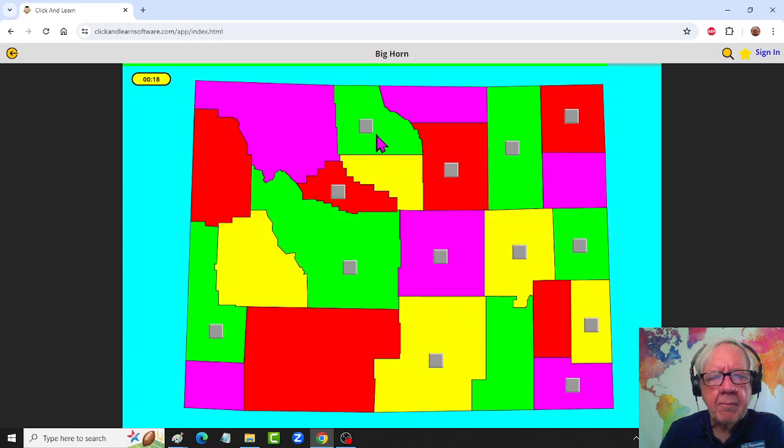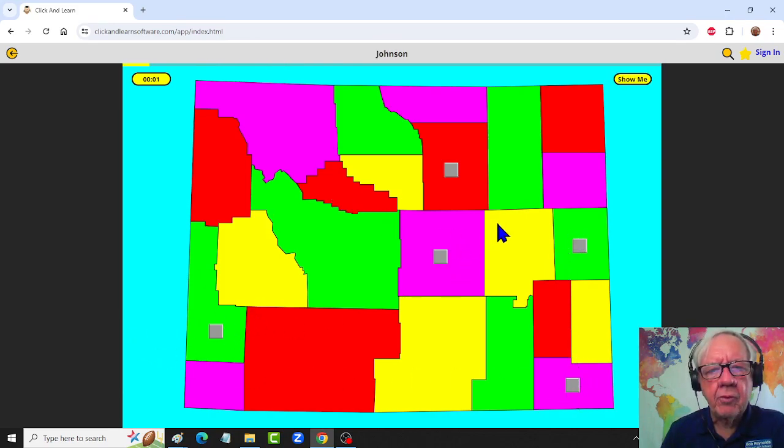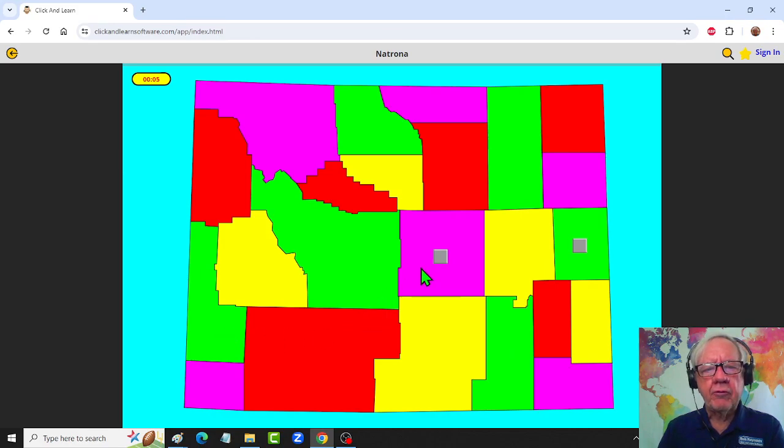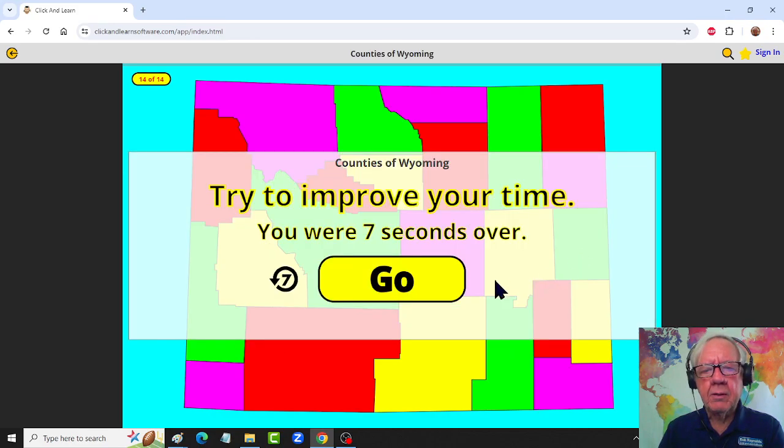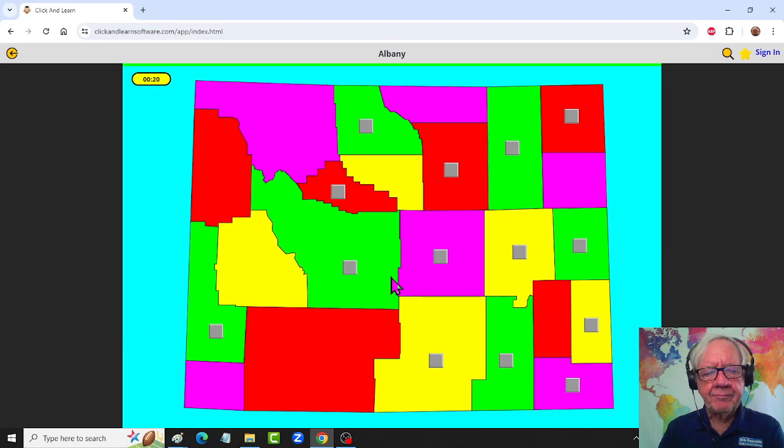Albany, Bighorn, Campbell, Carbon, Converse, Crook, Fremont, Goshen, Hot Springs is that one. Johnson is one of these because I know this is Laramie and that's Lincoln. So one of these is Johnson. Okay, that's Johnson. This is Laramie, Lincoln, Natrona, and Niobrara. 7 seconds over.